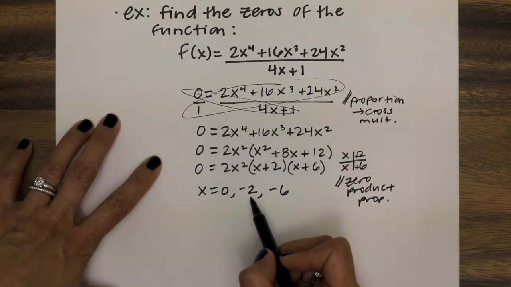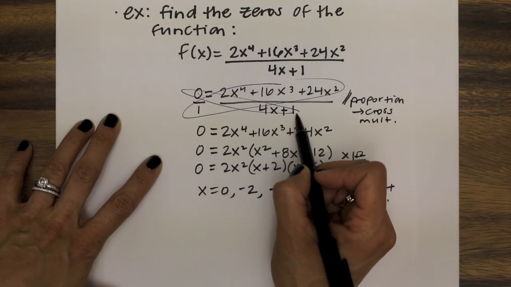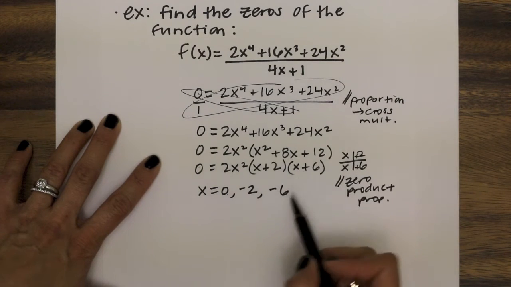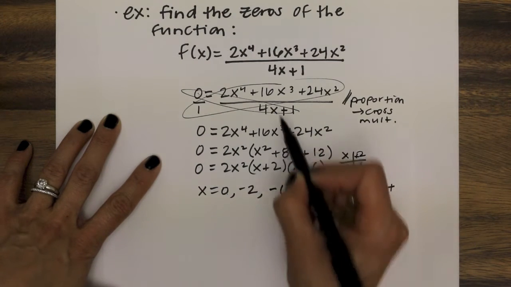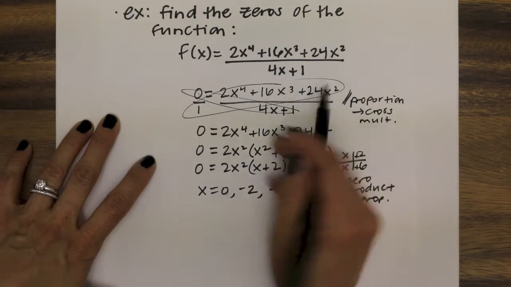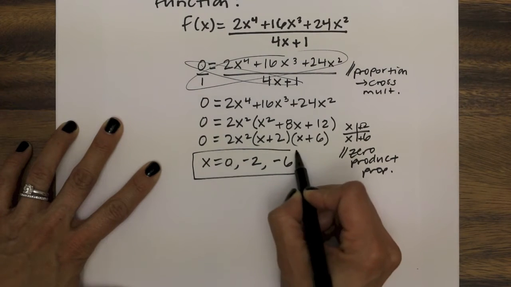Moving on to the next one, negative 2. When you plug in negative 2, you guys can see you'll get negative 8 plus 1, or just negative 7. Again, the denominator is not 0, so we're fine. And the same goes for negative 6. When you plug in negative 6, you get negative 24 plus 1. Again, that's not going to be 0, so we're fine. So here's going to be our final answers.